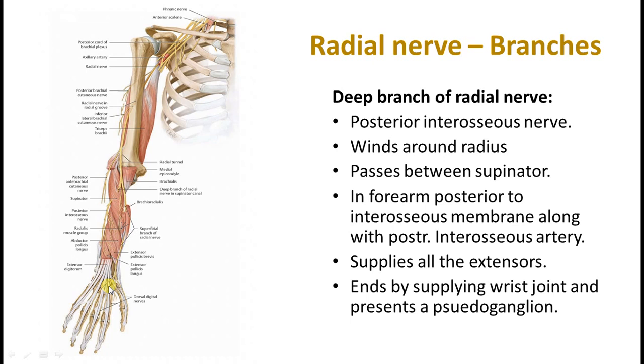So all the extensor muscles, 7 superficial group of extensors and 12 deep group of extensors, are all supplied by the deep branch of radial nerve, which is actually called the posterior interosseous nerve.